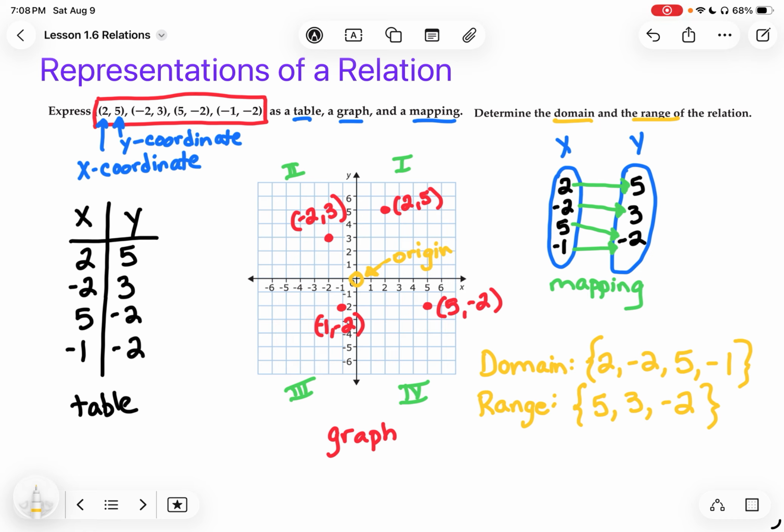And so there we go. We have taken our relation and we have represented it as a table, a graph, and a mapping, and then we identified the domain and the range.